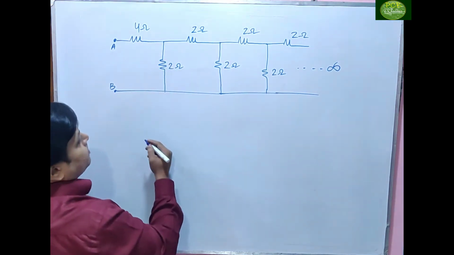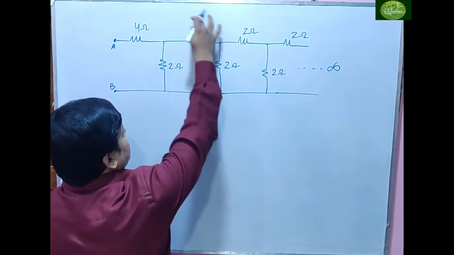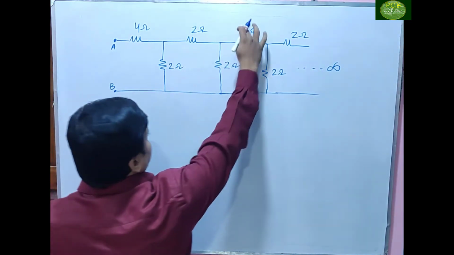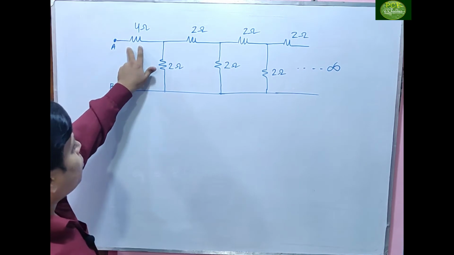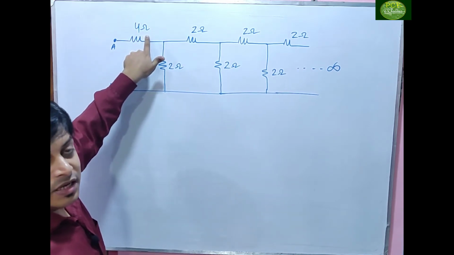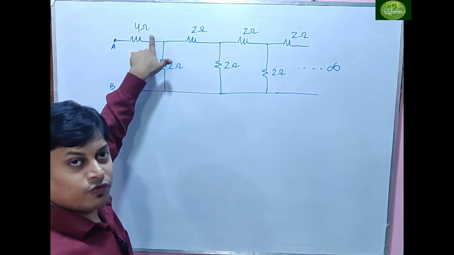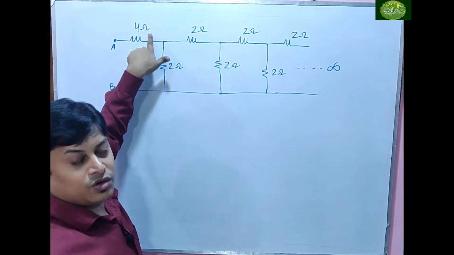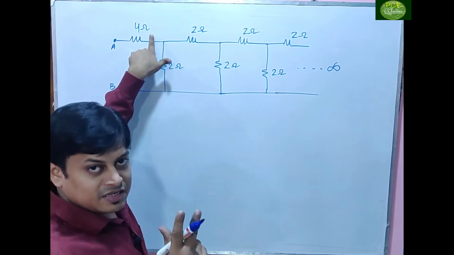So, we can see a similarity here. Everywhere it is the same, right? 2 ohm, 2 ohm, 2 ohm, 2 ohm, 2 ohm, and it continues. So, this 4 ohm is there. What will be its equivalent? 4 ohm means, can I replace it with 2 plus 2? If it is 2 plus 2, then it will be 4 ohm, right? So, 2 plus 2, when will that happen? When two 2 ohm resistances are in series, right?